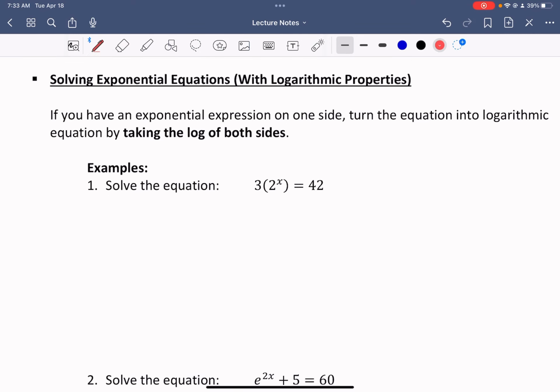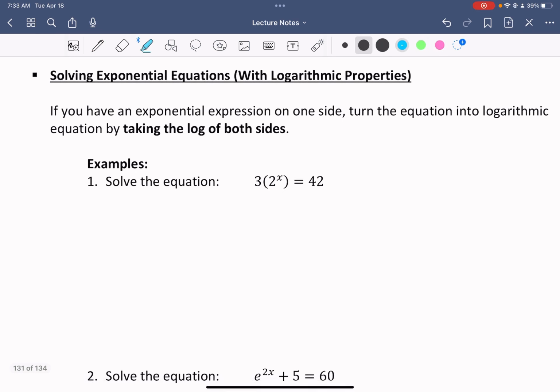It says solving exponential equations with logarithmic properties. If you have an exponential expression on one side, turn the equation into a log by taking the log of both sides. And so our key takeaway with this one is we are going to be taking the log of both sides. But we're just going to work through some different examples and see what these processes look like. So it says solve the equation.